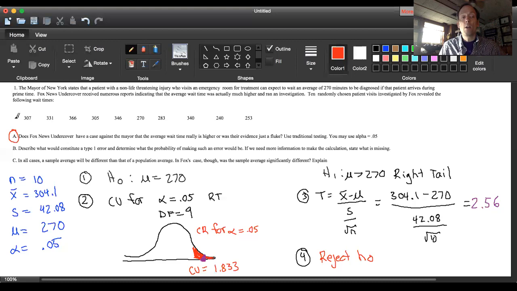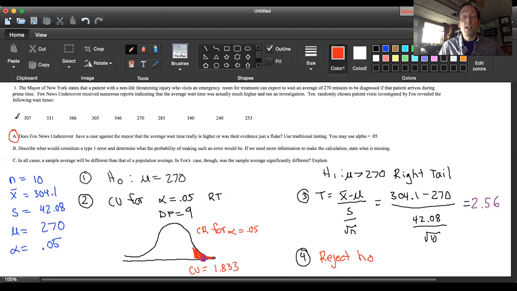A type 1 error would be if we rejected the null hypothesis and it was really true. And that would imply that when we took our sample, we ended up having bias in our sample, and it caused our sample average to be higher than it should have been. And that led us to do a rejection. Otherwise, we should have actually done an acceptance.